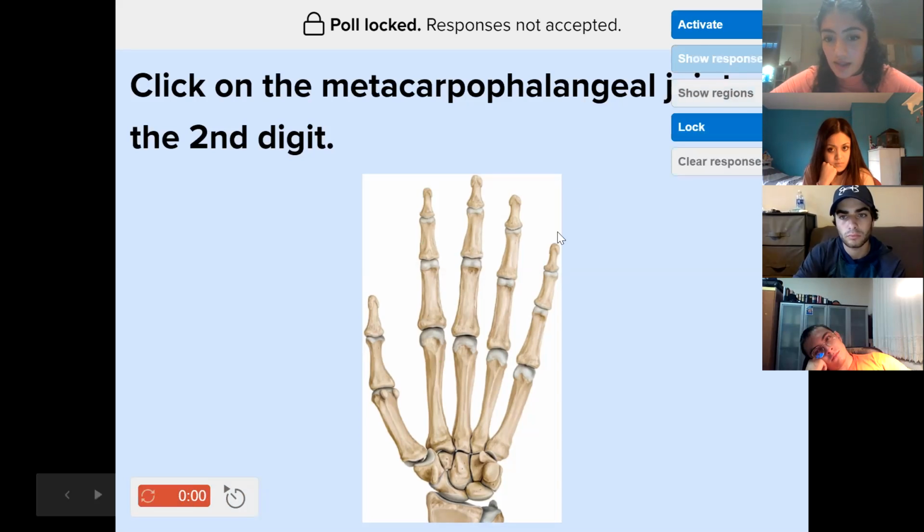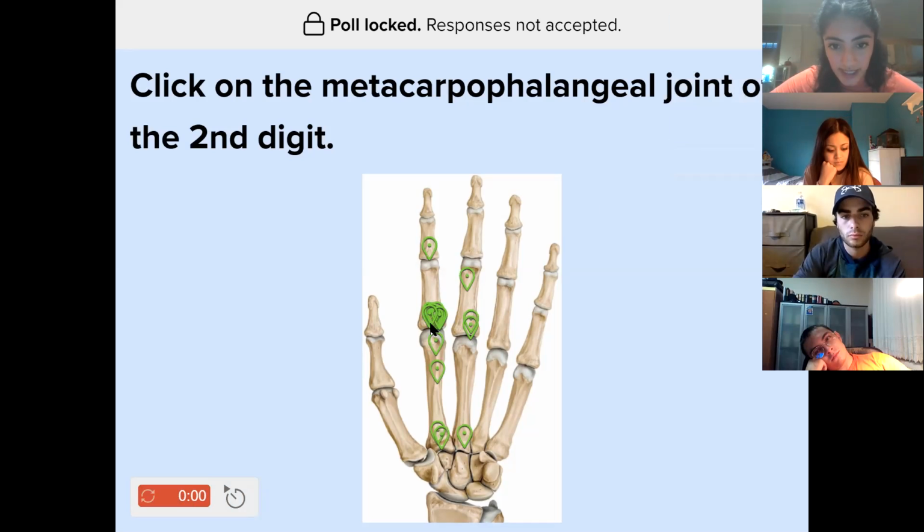Okay, so let's see how we did. So it looks like we have a dense clicks, a lot of clicks right here on this joint. We have a few down here, and then we have one up here. So I'm just going to talk about these 3 really quickly. So what are these joints down here? Anyone know? What are these joints? So they're going to be the joints between our carpals or the joints between our metacarpal and our carpals, right?